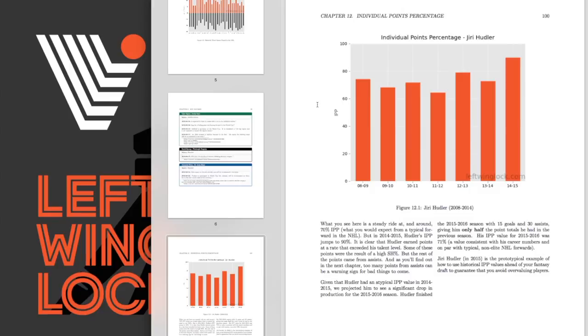We use something called individual points percentage to analyze fantasy hockey players, and one of the ones we did last season, which was a big hit, was predicting that Valtteri Filppula's... that Yuri Hudler would have a massive drop in his fantasy production for the 2015-2016 season.